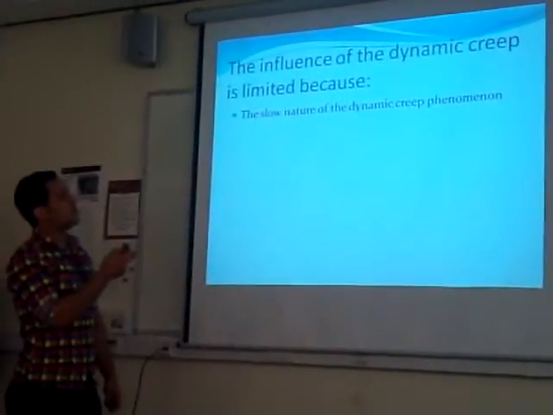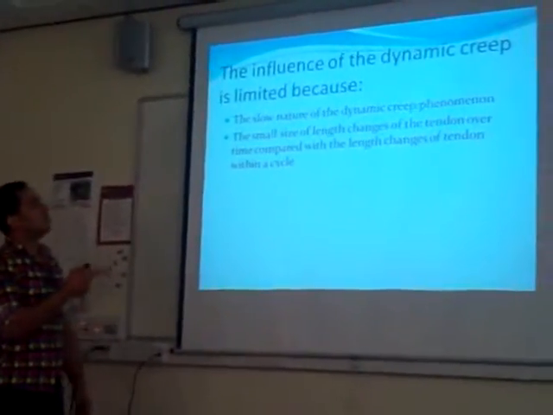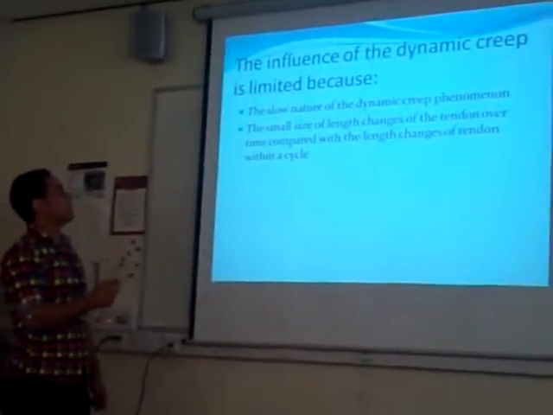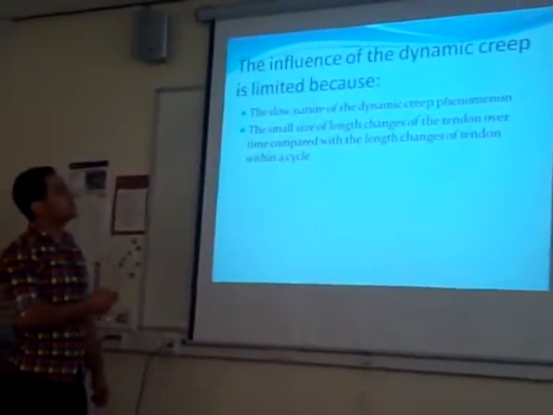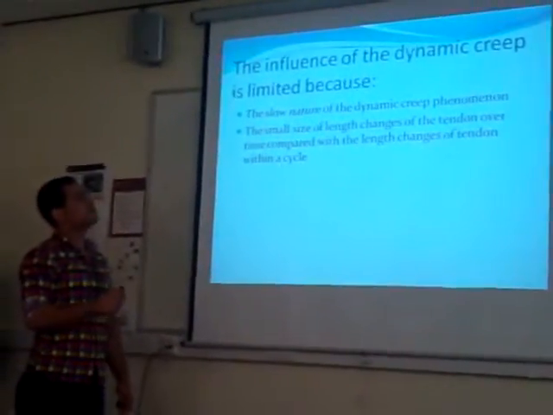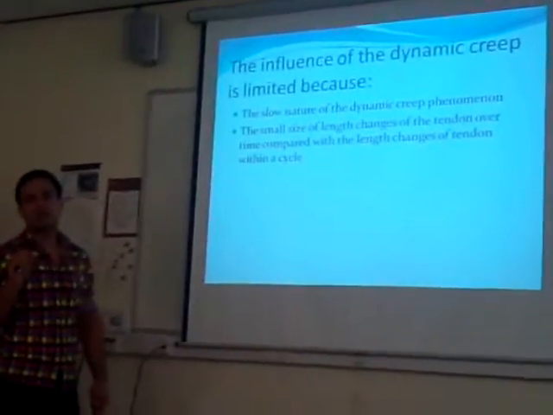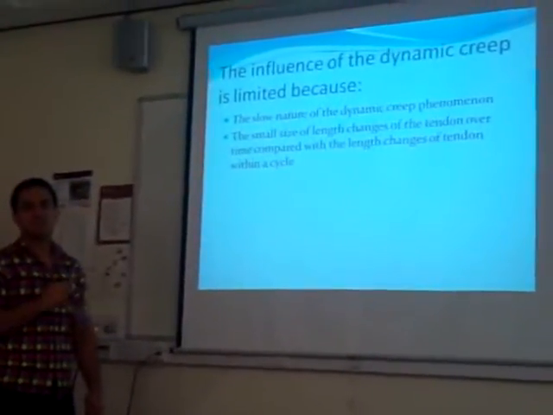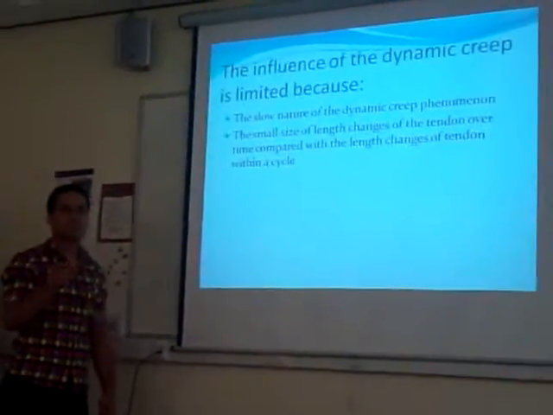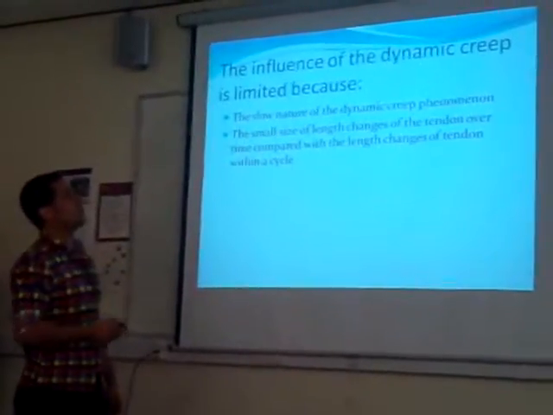The slow nature of the dynamic creep phenomenon, and the small size of length changes of the tendon over time compared with the length changes of the tendon within a cycle. On the other hand, when the dynamic creep happens, we'll find that it increases in small amounts, but the stiffness doesn't change. So this means that the dynamic creep isn't a damaging creep, because the stiffness of the tendon remains constant, even with the increase in the dynamic creep.